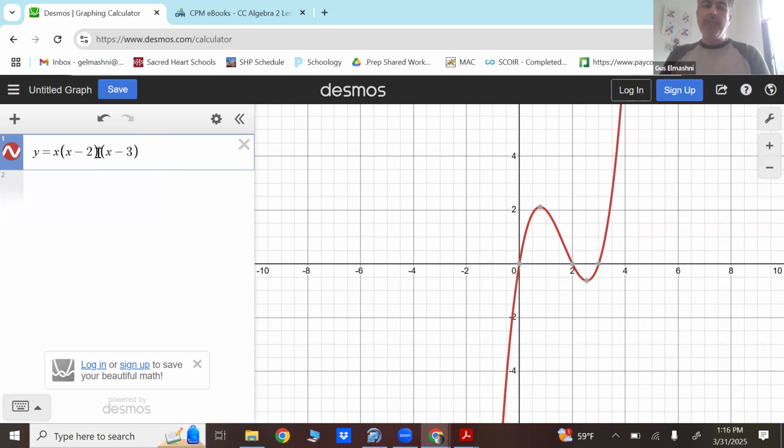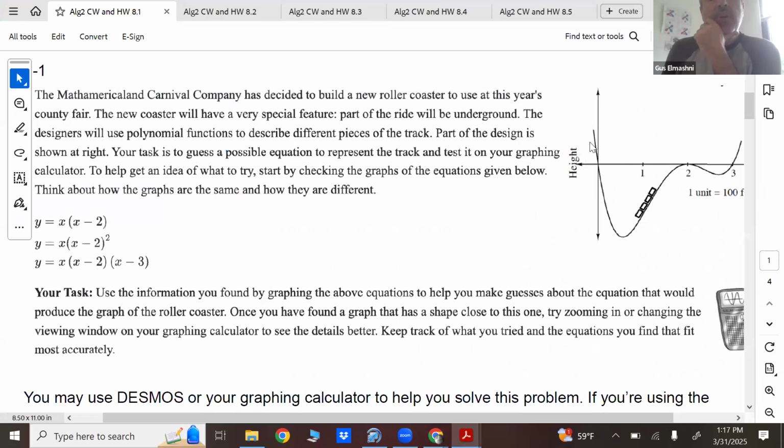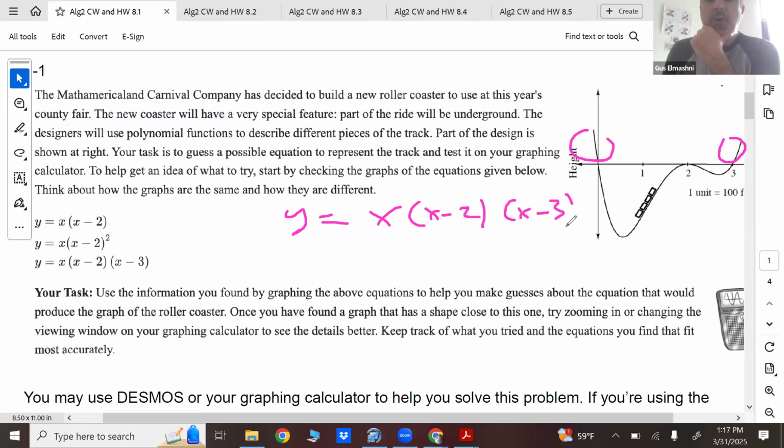So now, given what we've done, it's a really easy change. What do you think the equation should be for this? Is the whole thing negative? Actually, not quite, because parts of it are above the x-axis. So where are my x-intercepts again? 0, 2, and 3. And what's happening too is a bounce, right? We notice a bounce when you have x minus 2 squared. So what if I did this here?